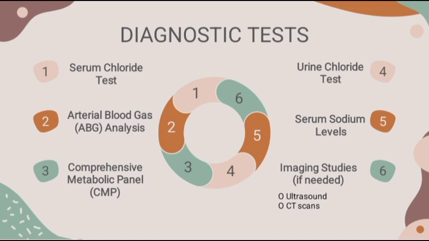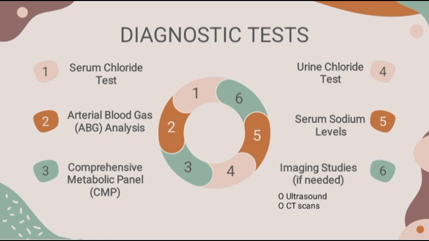Yung comprehensive metabolic panel naman is it assesses other electrolytes such as yung sodium, potassium, and yung bicarbonate, and yung kidney function markers like yung blood urea nitrogen and creatinine. So it helps para ma-identify yung related imbalances or kidney issues na nag-contribute sa hyperchloremia.